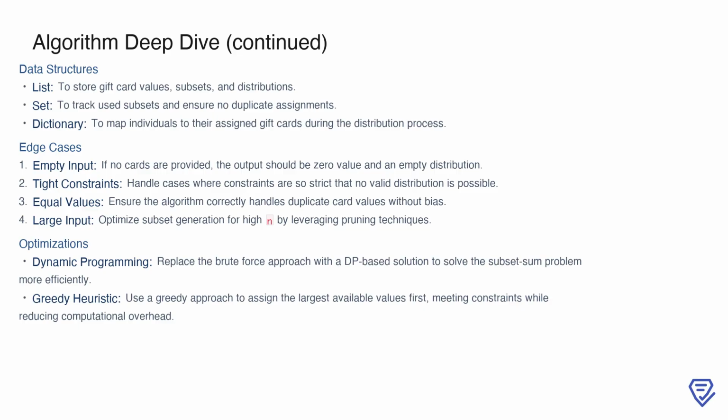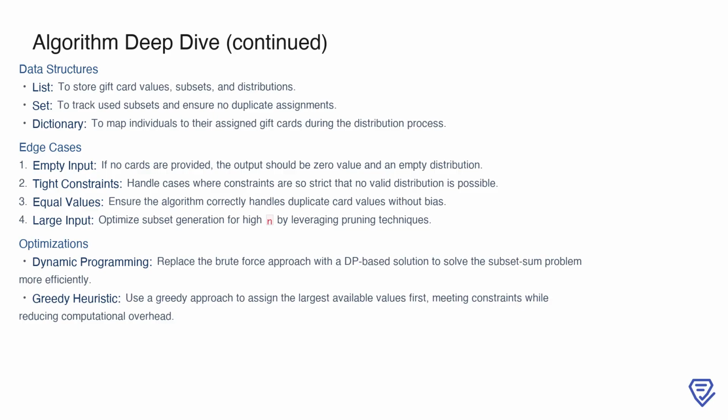For instance, if no gift cards are provided, the result should be a total value of 0 with an empty distribution. If constraints are so tight that no valid distribution is possible, the algorithm must handle this gracefully, possibly returning an empty output. When gift cards have equal values, the algorithm should ensure that duplicates are handled correctly without introducing bias. Additionally, for large input sizes, it becomes critical to optimize the subset generation process, as the brute force approach may become impractical. To address these challenges, we can explore optimizations.